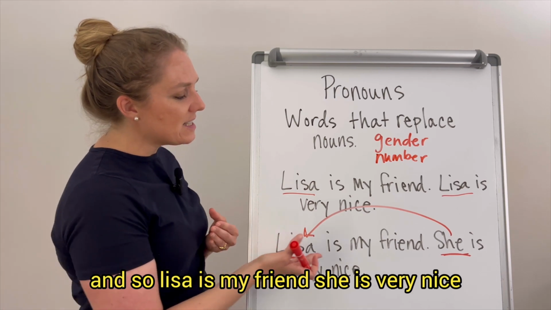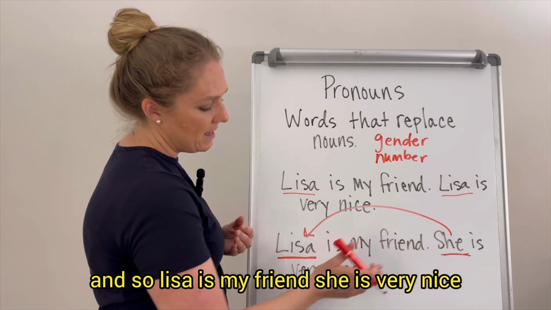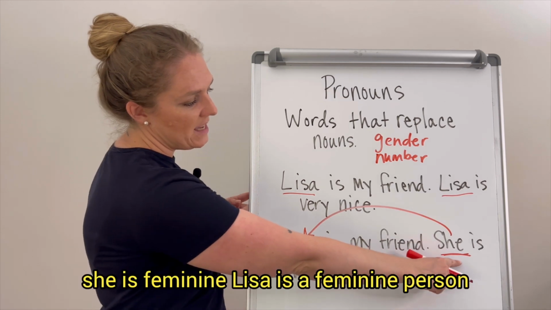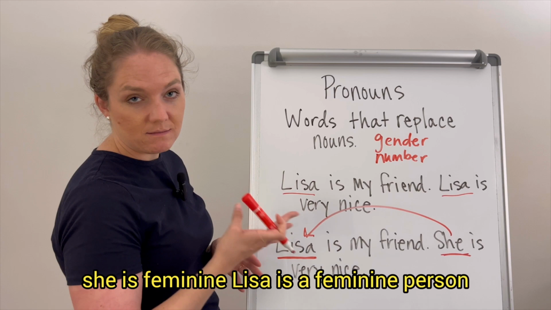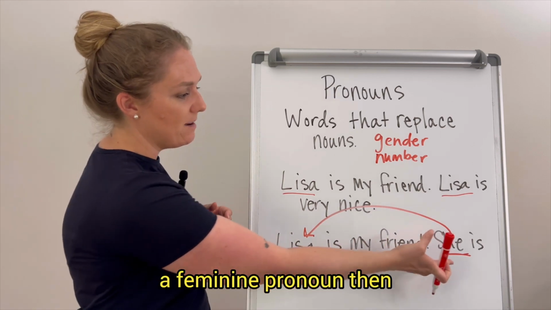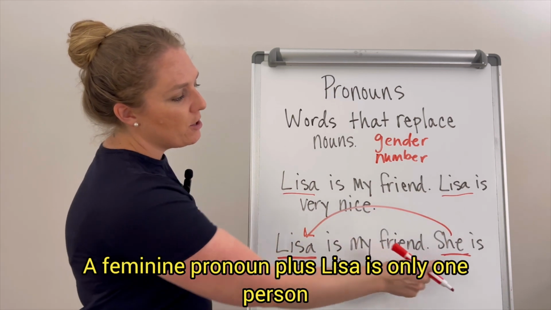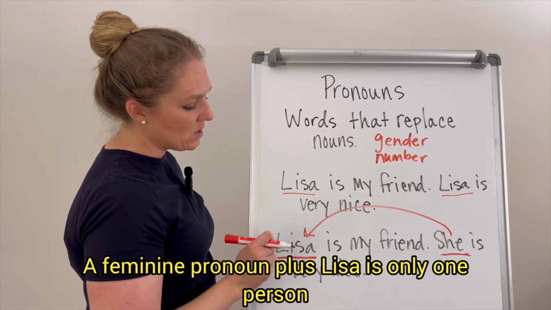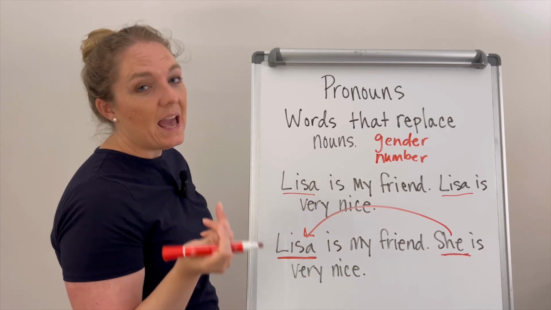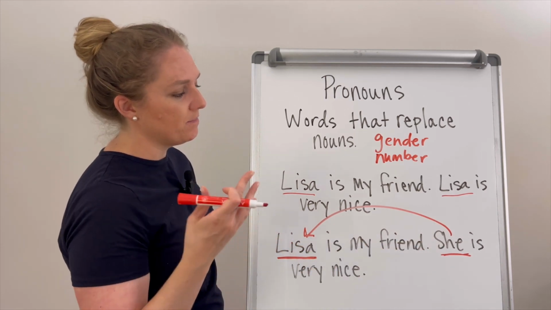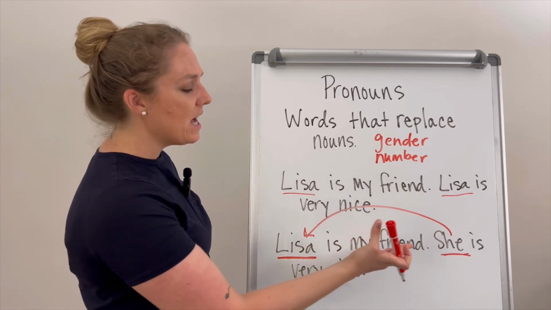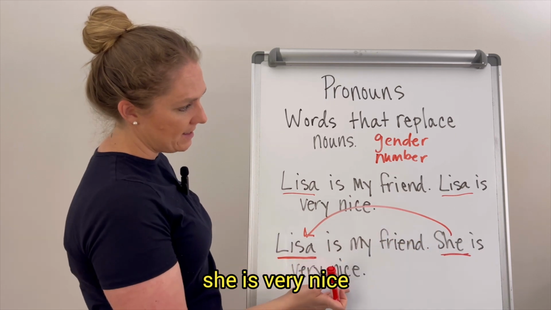And so Lisa is my friend. She is very nice. She is feminine. Lisa is a feminine person, so a feminine pronoun. Plus Lisa is only one person, and so we use the singular pronoun she. Lisa is my friend. She is very nice.